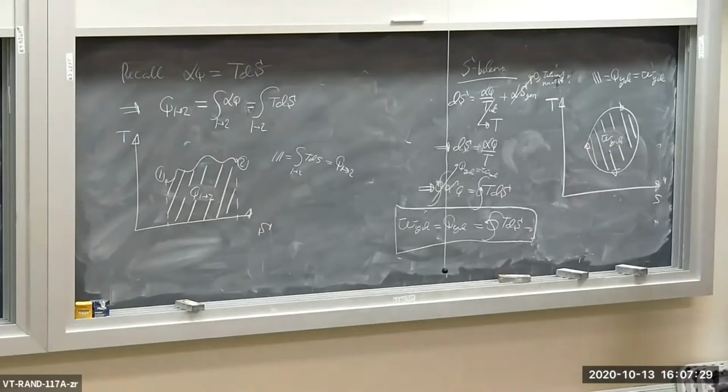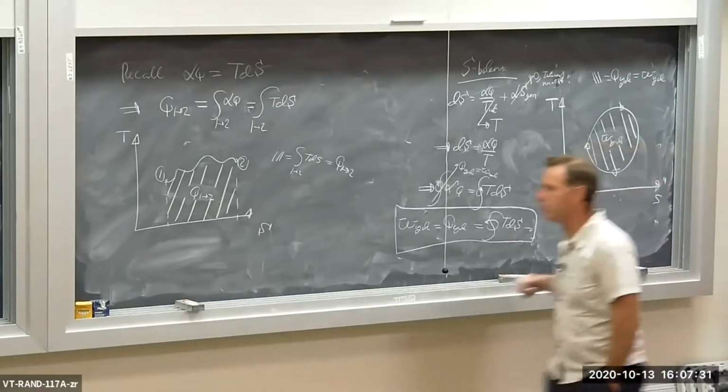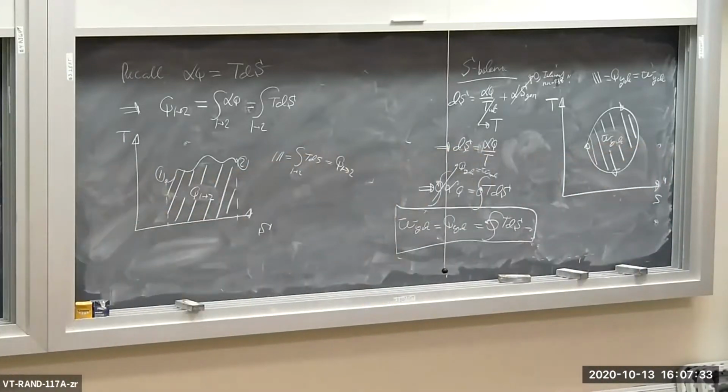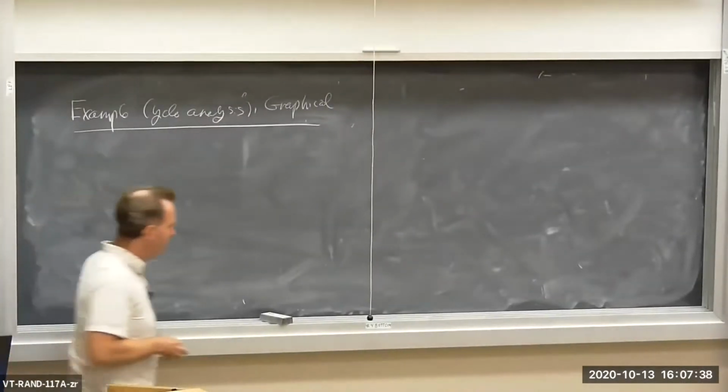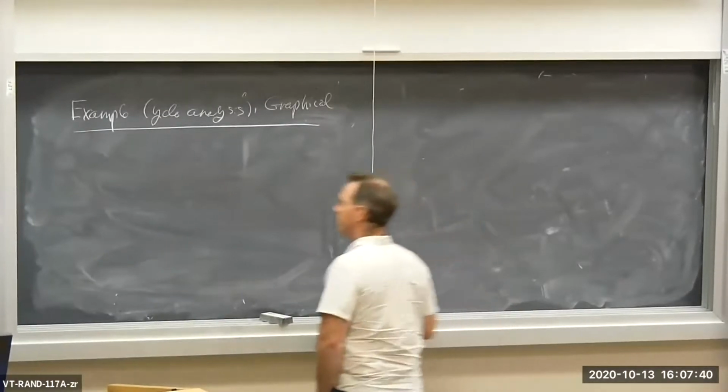Let's do an example here and I'll show you how this works. Let's do a little example. Let's say I have 2 cycles.